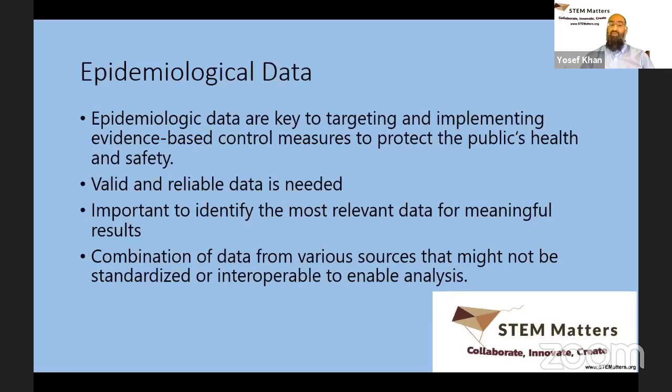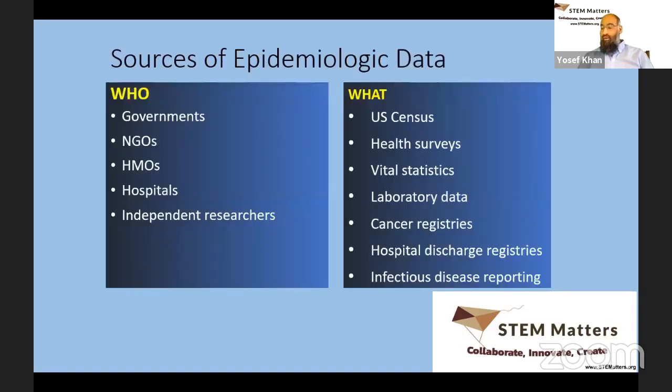Again, the combination of data from various sources. We also have to make sure that those sources are reliable, are valid, they are covering the same patient population that we're focused on, and that there aren't any differences in those different data sources. So where are our data sources coming from? Pretty much all over. If you think about all of those entities who are involved in the public health system, all of those entities are supplying data.